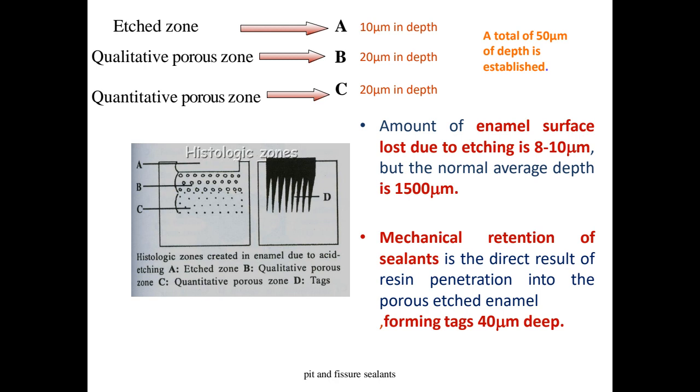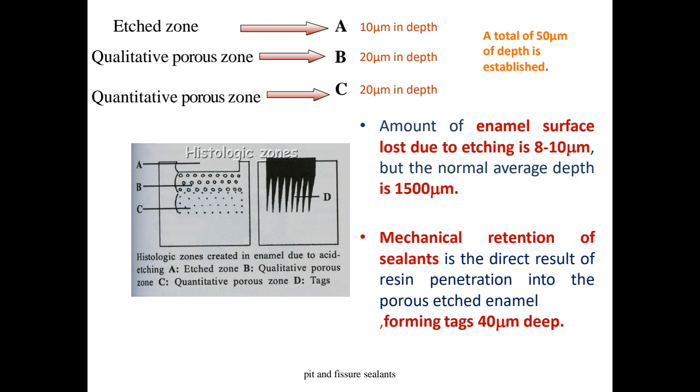Now the etched zone is 10 microns in depth. The qualitative as well as the quantitative porous zone are 20 microns in depth. So overall, 50 microns of depth is established. So 20 plus 20 plus 10, a total of 50 microns of depth is established. Now if you see the picture, the first layer is the etched zone, the second is the qualitative, and the third is the quantitative.